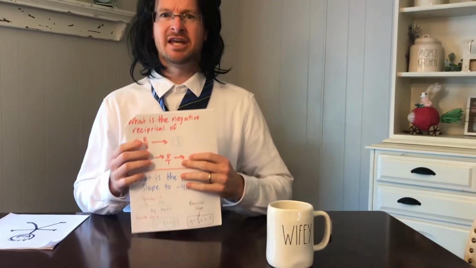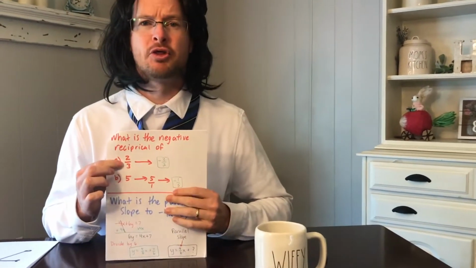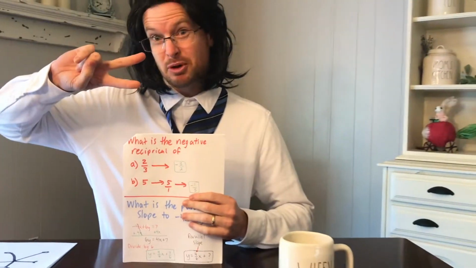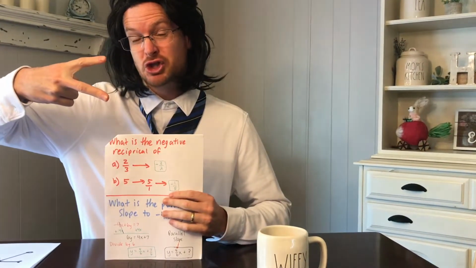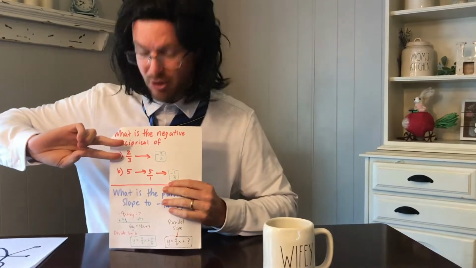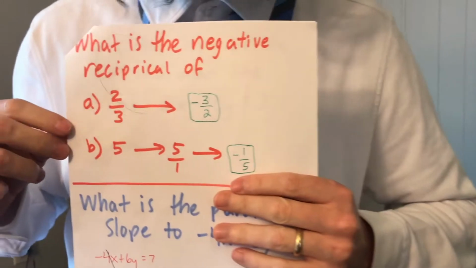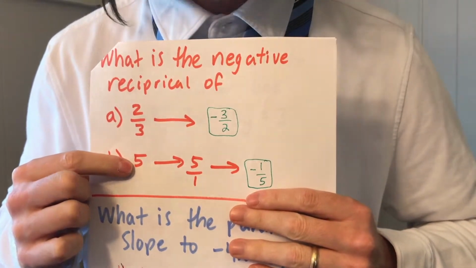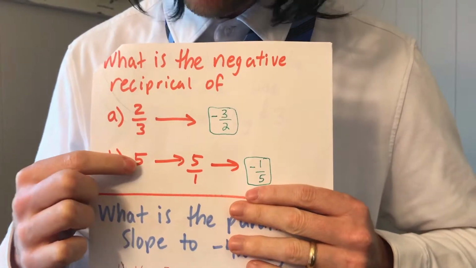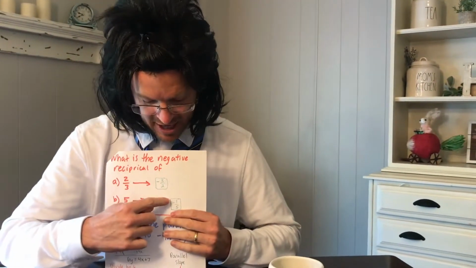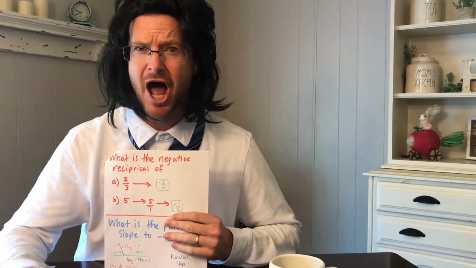What is the negative reciprocal of 2/3? Remember that perpendicular is the negative reciprocal, so you have to flip it over and change the sign. So when you flip over 2/3, you get negative 3/2. What's the negative reciprocal of 5, you may ask? Well, 5 is really 5 over 1, so when you flip it over, you get negative 1 over 5.